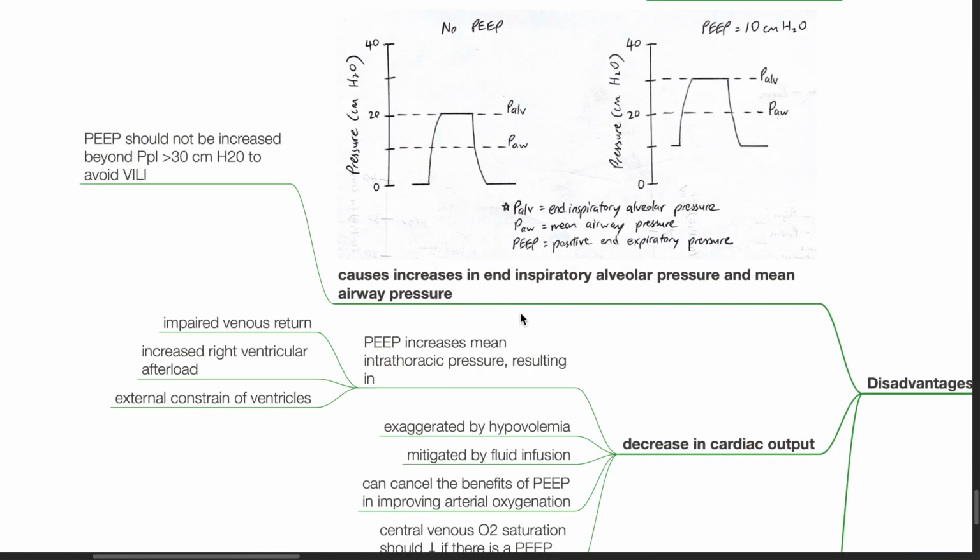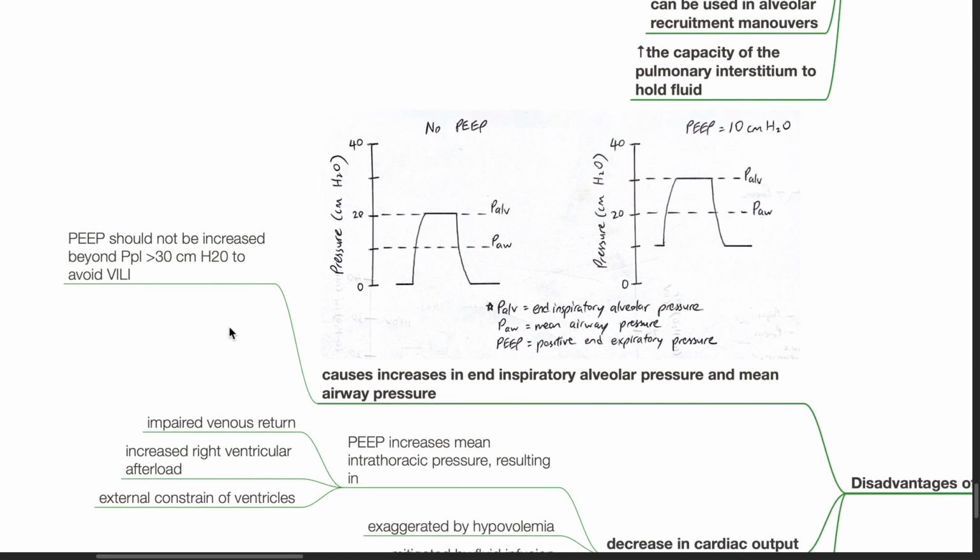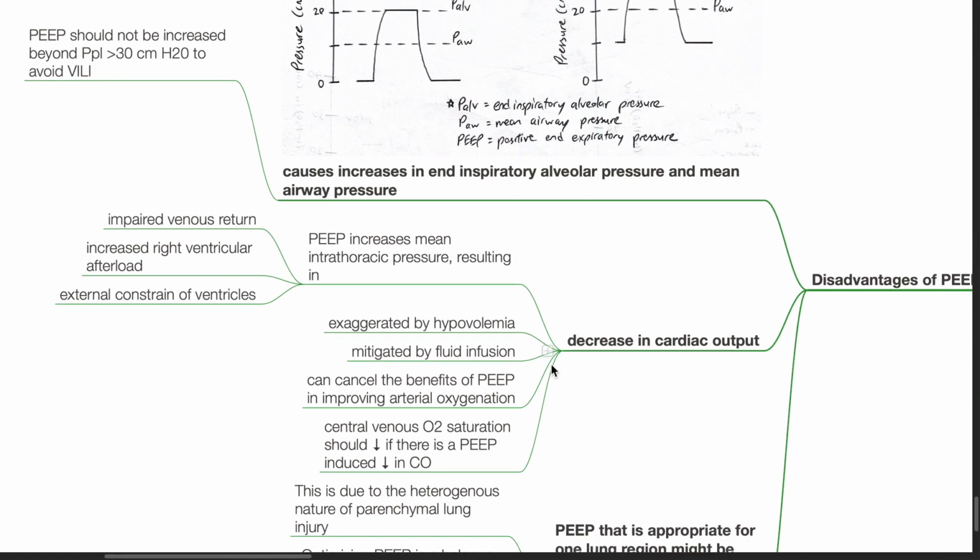Disadvantages of PEEP. It causes increases in end inspiratory alveolar pressure and mean airway pressure. PEEP should not be increased beyond P plateau of 30 cm H2O to avoid ventilator-induced lung injury. There is decrease in cardiac output. PEEP increases mean intrathoracic pressure, resulting in impaired venous return, increased right ventricular afterload, and external constraint of ventricles.